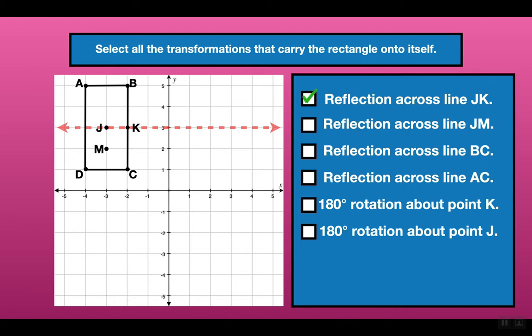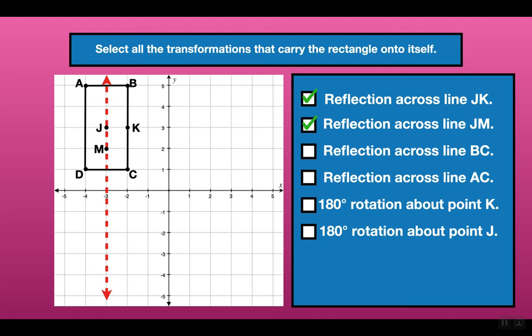Our next answer choice says a reflection across the line JM. Locate those 2 points and let's draw a line through JM. If I reflect the rectangle across that line, it should be obvious that it's going to carry onto itself as well. So that answer is also correct.